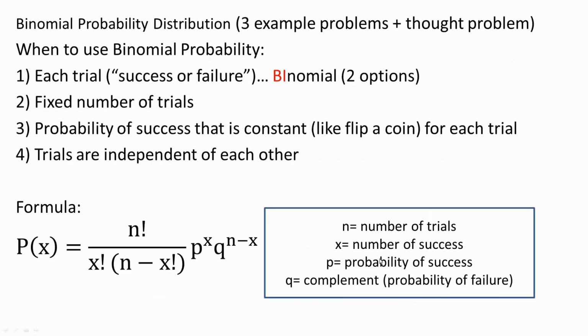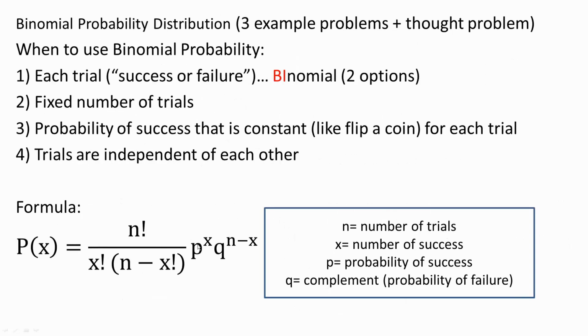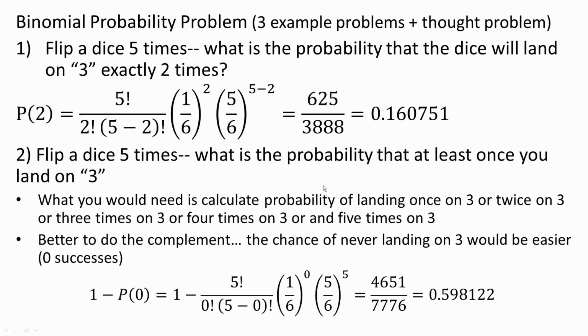Next, what is the probability of success? On a dice, there are 6 numbers, so the probability of success is 1 out of 6 to land on 3. And finally, Q, the complement, the probability of failure. There are 5 possible failures: you can land on 1, 2, 4, 5, and 6. So the failure probability is 5 out of 6, and this right here is our equation. If you use a calculator, you would get 625 divided by 3,888, or around 0.16.